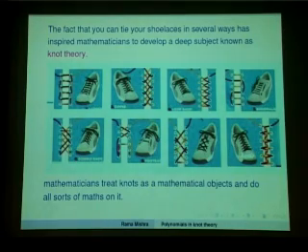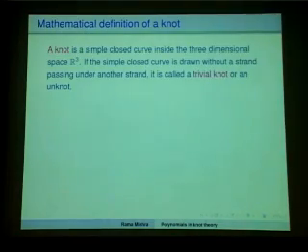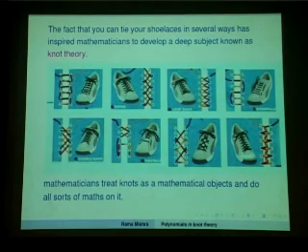So that gave inspiration for mathematicians to develop this theory, this deep subject called knot theory. And what they do is they treat knots as some kind of mathematical objects. Now, this is what I'm saying, that this just inspired mathematicians. It's for fun. The basic root of knot theory started with physicists.